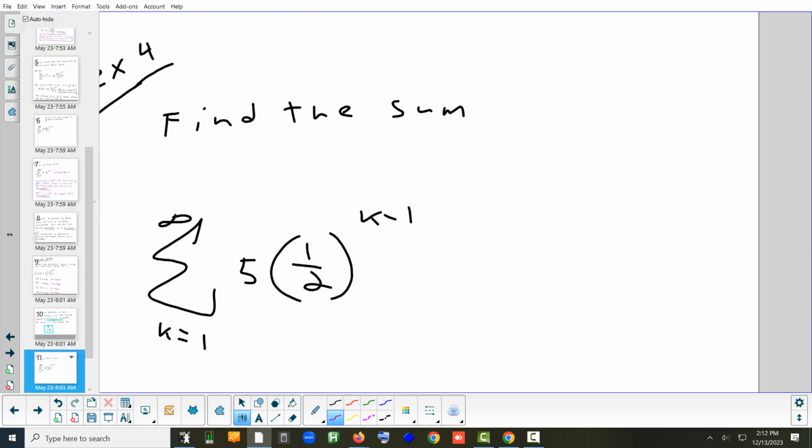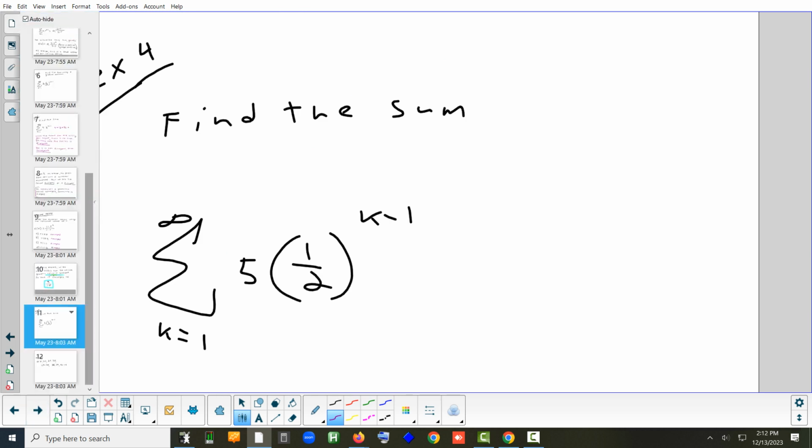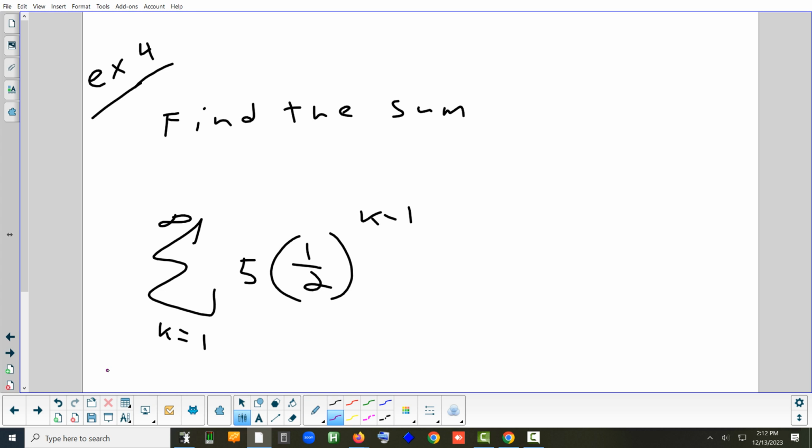All right, let's try it on this one. Now, first of all, you can only apply this formula on something that converges. So that's my first question. Does this converge? Yes. How do you know it converges? There's a 1/2. That's less than 1. Right. If the r value is somewhere between -1 and 1, it will converge. 0.5 falls in that range. It's the green that I highlighted on the number line.